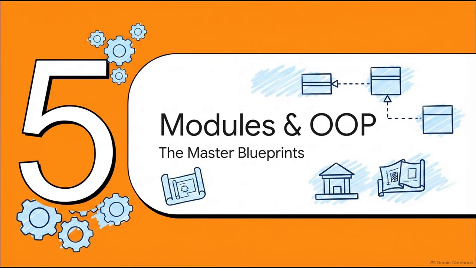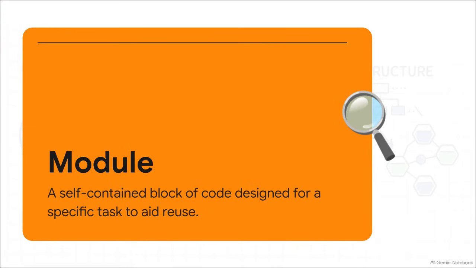And that brings us to Section 5, Modules and Object-Oriented Programming, the Master Blueprints. We've covered a ton of ground, and now it's time to look at how we build massive, highly complex applications without totally losing our mind. As your programs get bigger, you can't just write one giant scrolling list of instructions. You have to break things down.